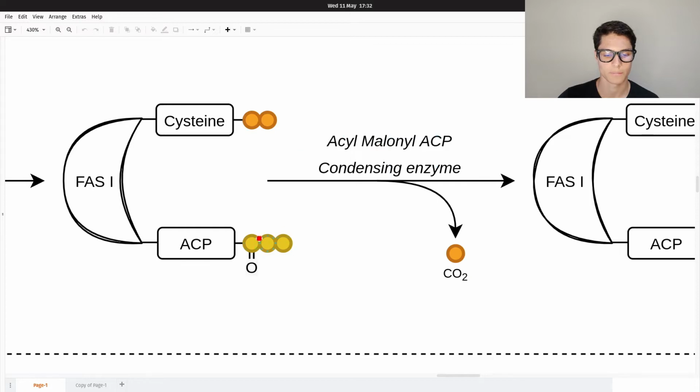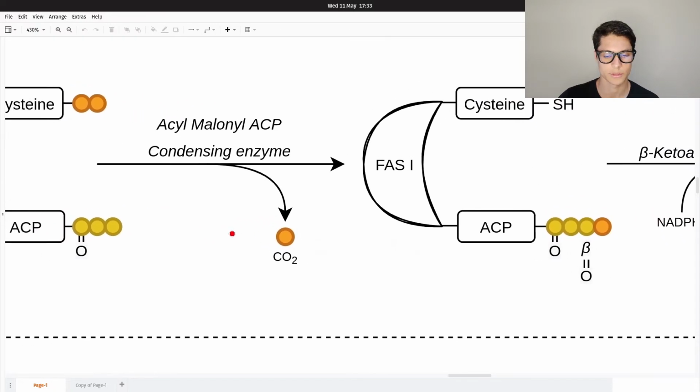Malonyl, okay, so this goes here, because malonyl is on the ACP. The acyl malonyl ACP condensing enzyme is basically condensing these two into this terminal. And in the process, we lose 1 carbon in the form of CO2. So the result is this one, as you can see here.